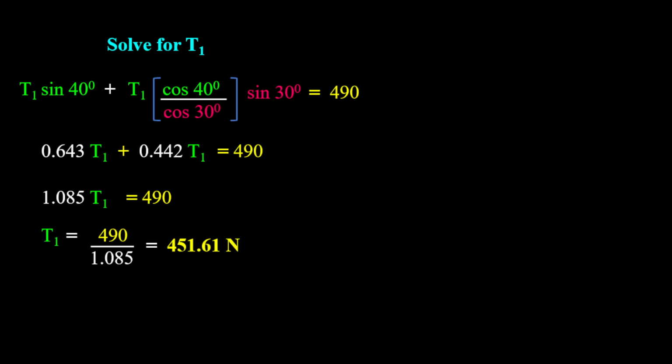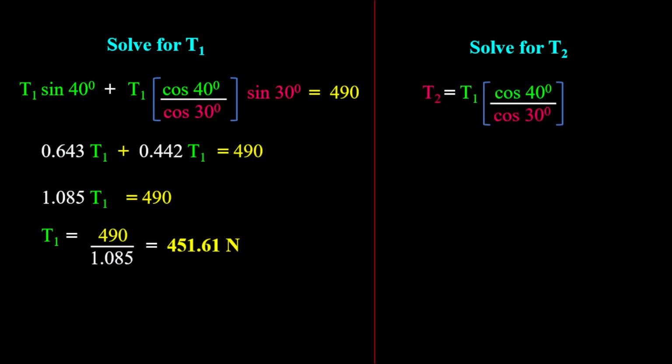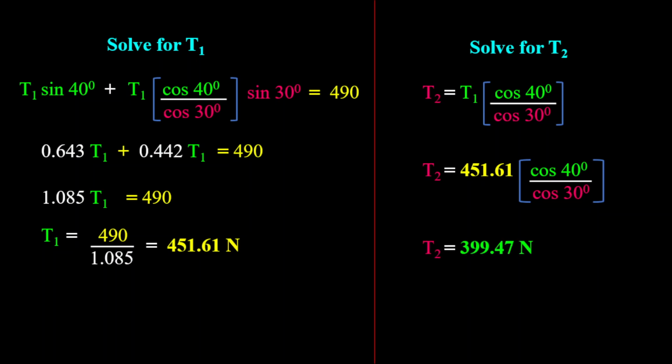This is amazing. What we're going to do now is solve for T2. We can put T1 in this equation, because T2 is equal to T1 multiplied by cos 40 divided by cos 30. So we can simply put T1 in this equation, and such we have this expression. From this, T2 is now given as 399.47 newtons. This is our final method in solving for T1 and T2.